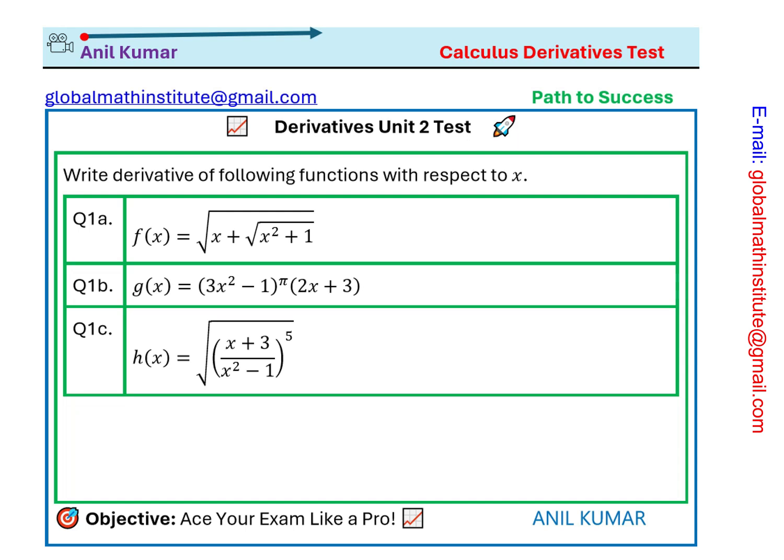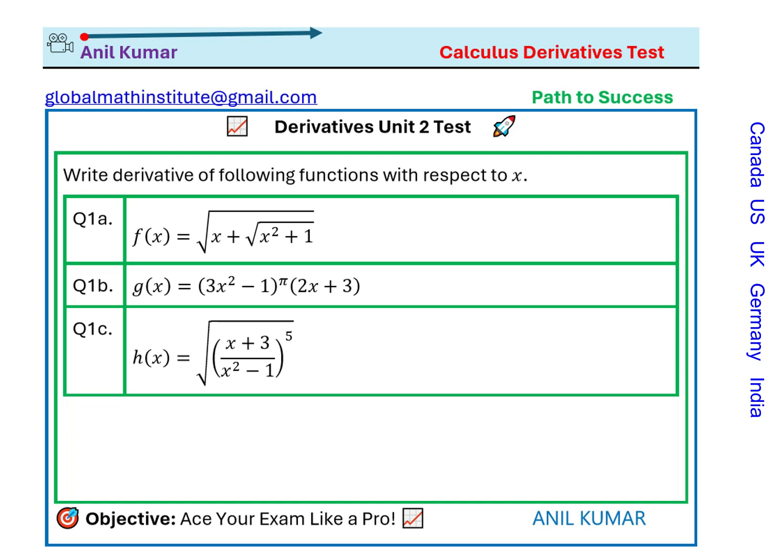So that's the beauty. The very first one is: write derivative of following functions with respect to x, right? f of x equals square root of x plus square root of x squared plus 1. g of x is (3x squared minus 1) to the power of pi times (2x plus 3), and h of x equals square root of ((x plus 3) over (x squared minus 1)) whole squared.